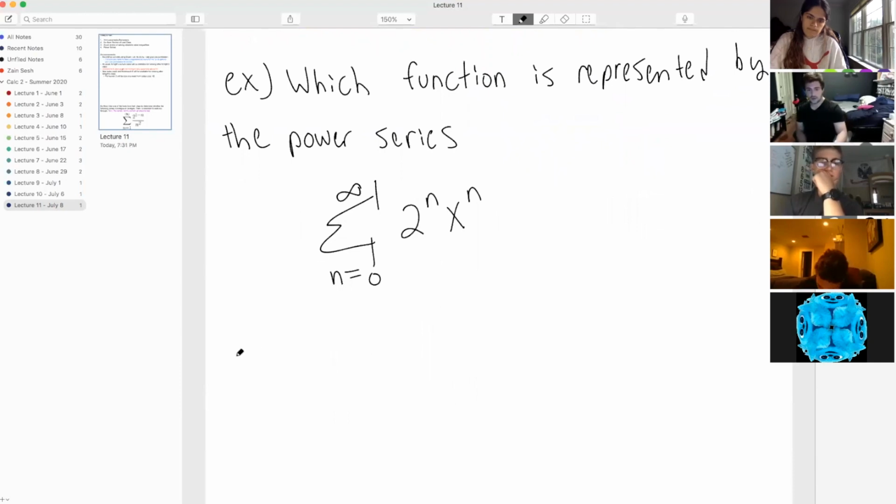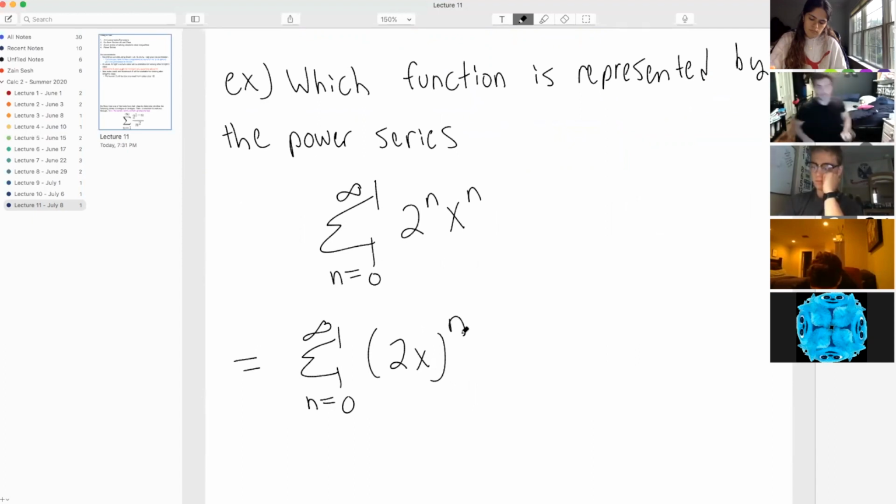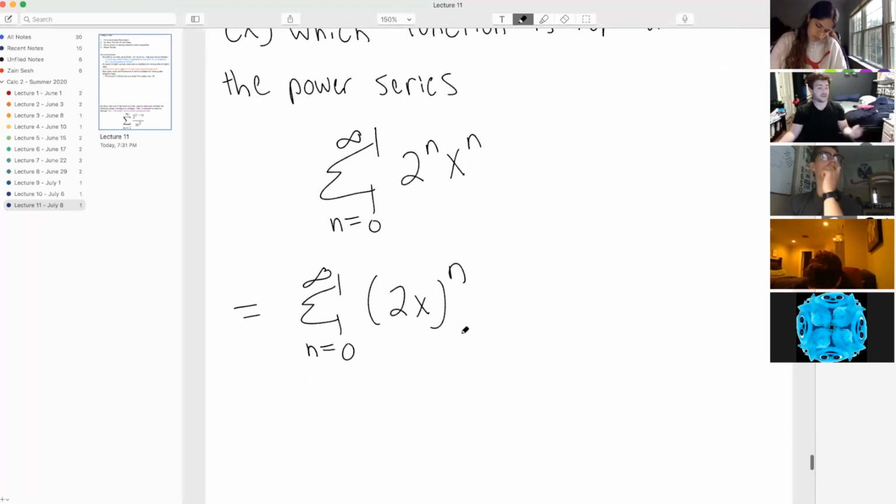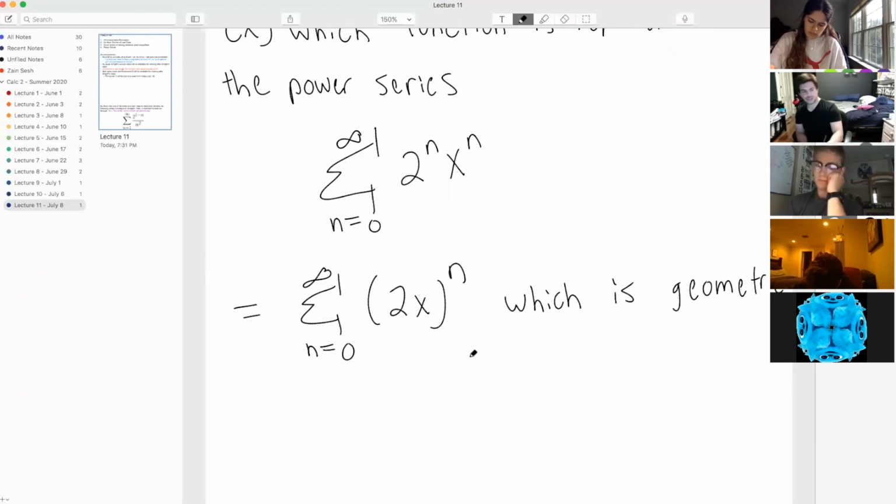Okay. So this is the same as the infinite sum from n equals 0 to infinity. So let me just combine these two factors as 2x to the nth power. Right. It's the same thing. It's by properties of exponents. And now it's immediately recognizable as a geometric series, okay? Which is geometric with initial term 1 and ratio r equaling 2x, okay?